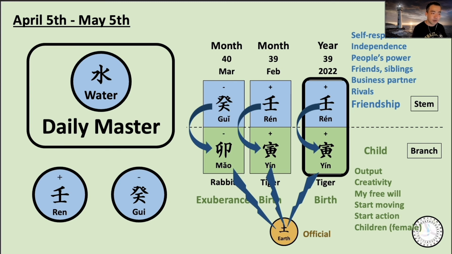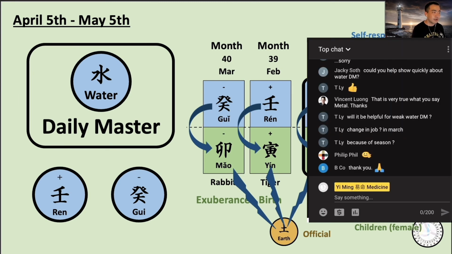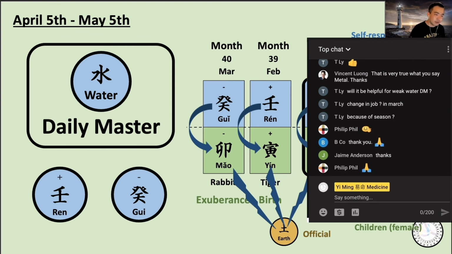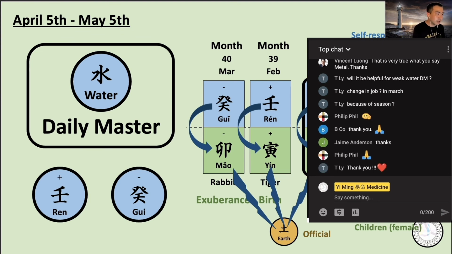Yeah, because of the metal. Because metal is supporting the weak Daily Master. If it's a strong Daily Master, maybe they can do it in this month. For a weak Daily Master, wait until August and September.